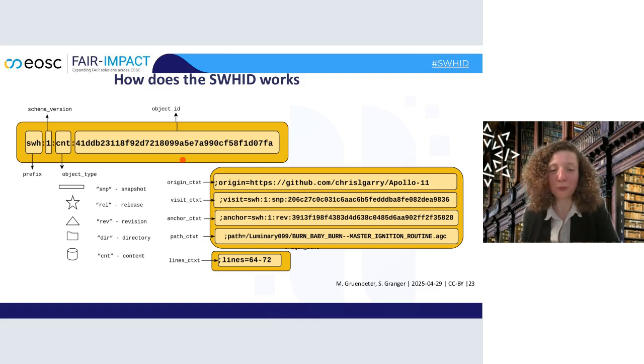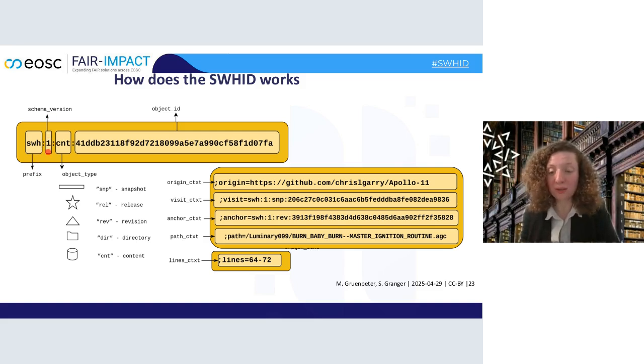So, what do we have here? What is a SWHID made of? So first, it's made of a prefix, which is SWH. Long history is that SWHIDs were once software heritage identifiers, but now they are software hash identifiers because you don't need software heritage to compute a SWHID.